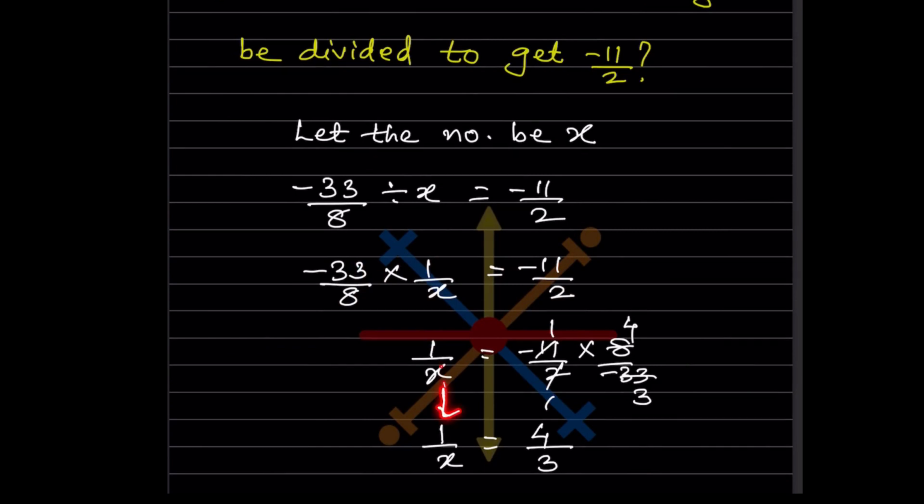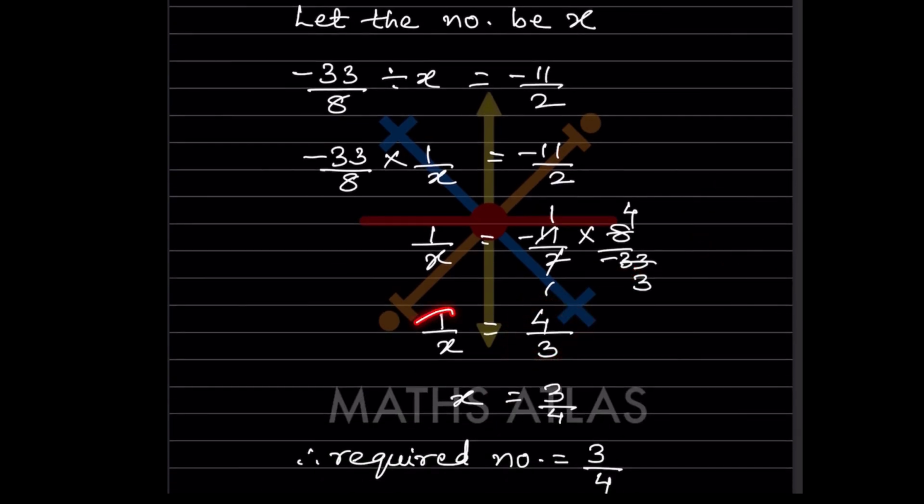So this is the same. 11 ones are 11, 11 threes are 33, 2 ones are 2, 2 fours are 8. Minus 4 by minus 3. So minus 4 by minus 3 is going to be positive, so 4 by 3. But now we don't want 1 by x, we just want x, because we considered the number as x.